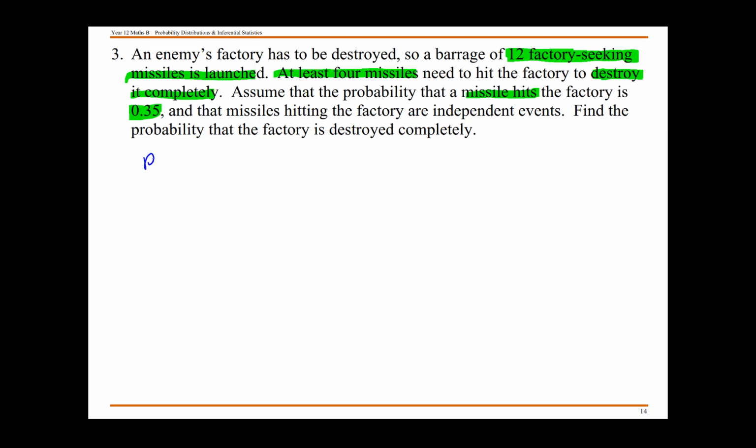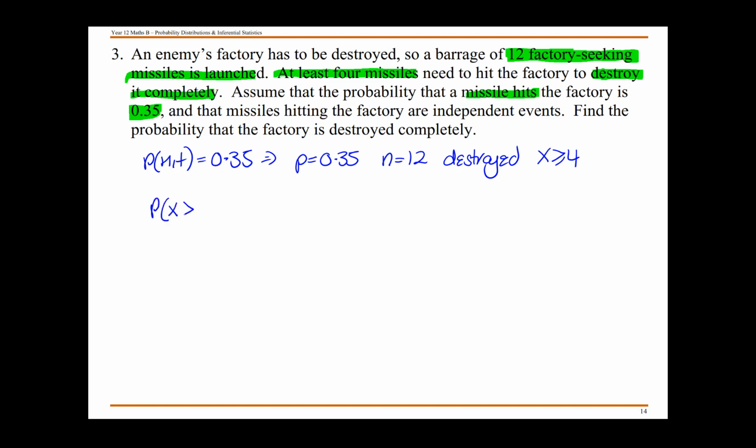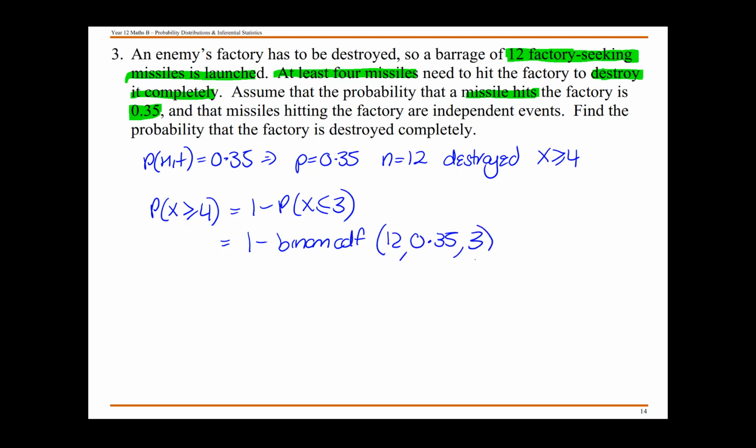So if we write down our information, the probability of a hit is 0.35, so our p-value is 0.35. We're looking at 12 missiles, so n is 12, and for destroyed, we need at least 4 to hit. So x has to be greater than or equal to 4. So our probability that x is greater than or equal to 4 is going to be 1 minus the probability x is less than or equal to 3. So that's 1 minus binomcdf(12, 0.35, 3).